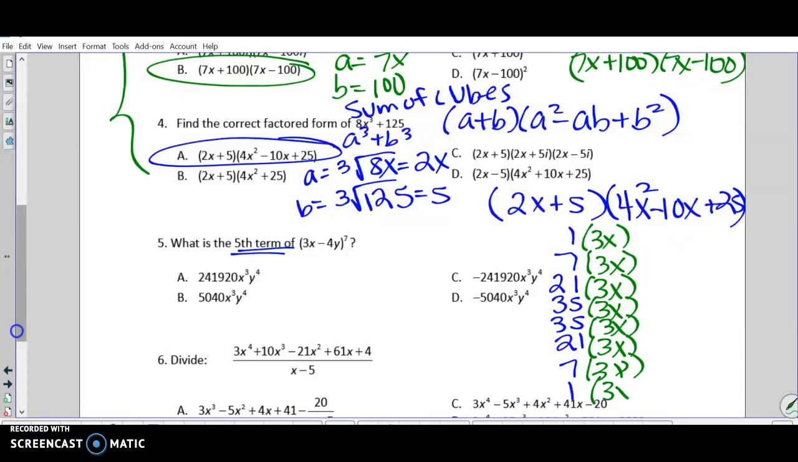Luckily, we are not solving this whole thing. We are only solving the 5th term. Your y is negative 4. And I'm going to stop on the 5th row because I only have to go to the 5th term. So instead of writing this, well, actually, no, I'm not. So I'm going to make sure all my exponents are correct.